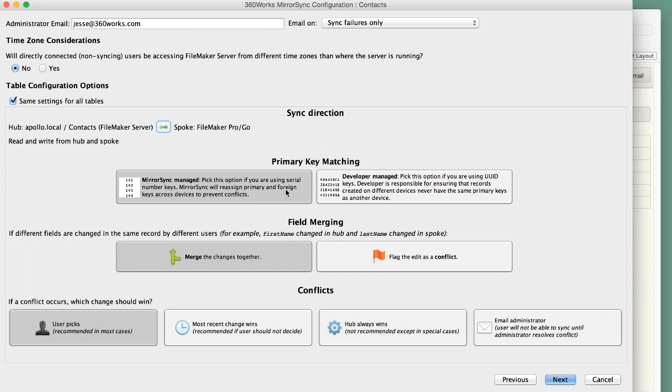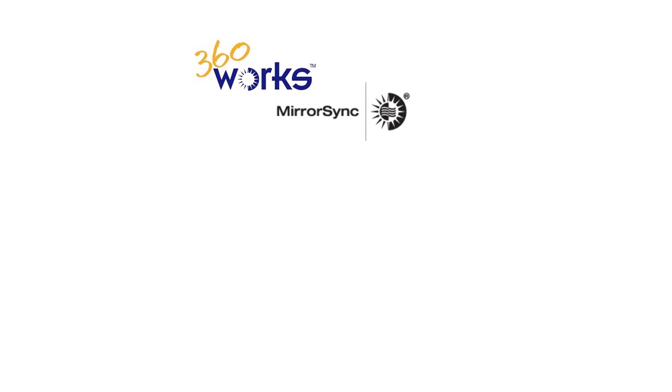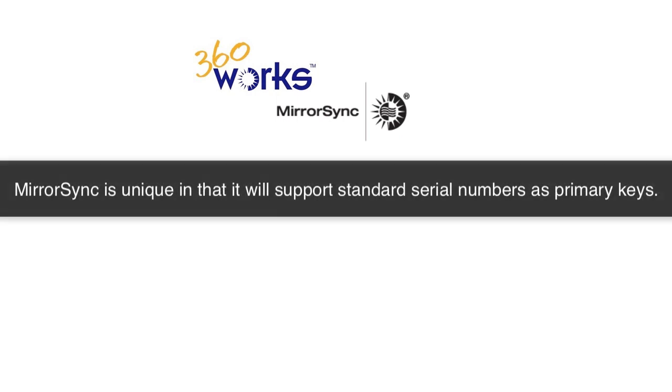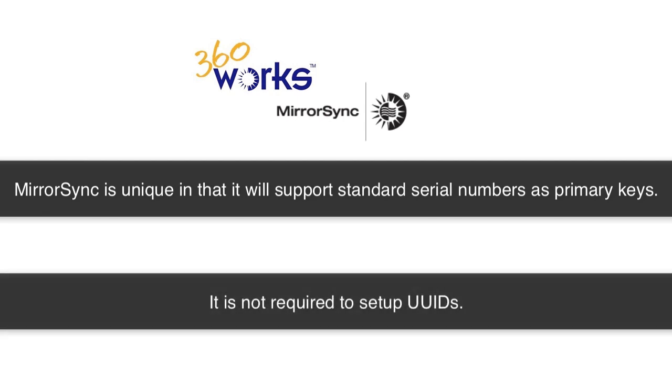Now we get to the primary key matching. Ordinarily, I just don't spend much time on this, but I want to go into a little bit more depth because I know people are curious about this. MirrorSync, as far as I know, is completely unique in that it will support standard serial numbers as primary keys. It's not a requirement in MirrorSync that you set up UUIDs. A lot of people assume, which is true in almost every other case, that you need to have UUIDs in order to sync. We support both.